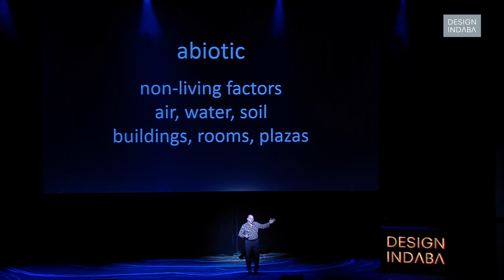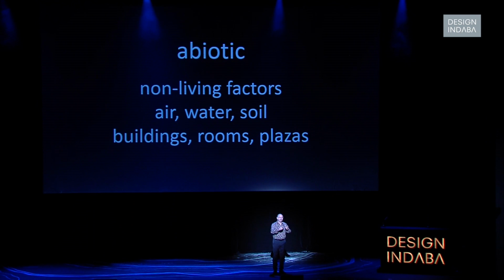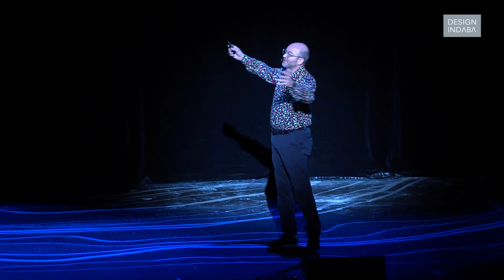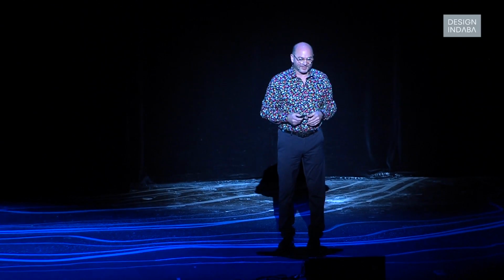But another type of habitat is what is called abiotic. In other words, the non-living things that surround us. Things like rocks or even soil. If you remove all the bacteria and the life that is in soil, it's an inert thing. So all of these things form habitat. And also the things like buildings and rooms and all the plazas that we create form our habitat. And it's the interaction between these living things and the non-living things that creates the world we live in. So everything in this room is a piece of habitat.